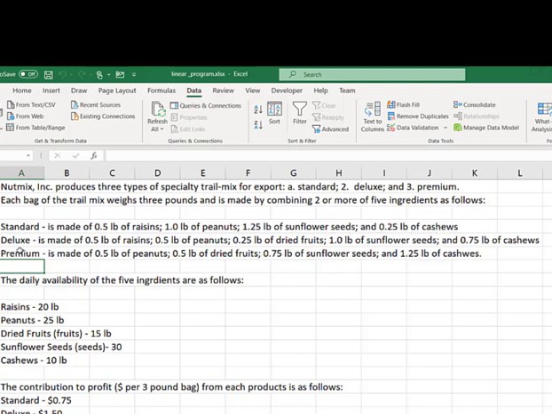The deluxe bag is made of half a pound of raisins, 0.5 pounds of peanuts, 1/4 pound of dried fruits, 1 pound of sunflower seeds, and 3/4 pounds of cashews. The premium bag is made of half a pound of peanuts, half a pound of dried fruits, 3/4 pound of sunflower seeds, and 1 1/4 pound of cashews.